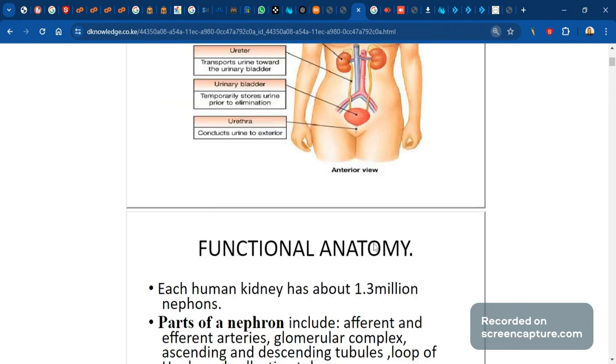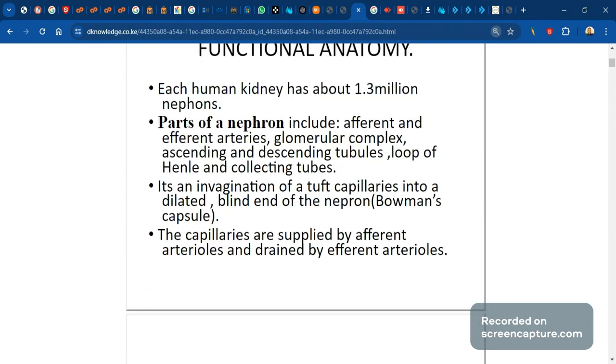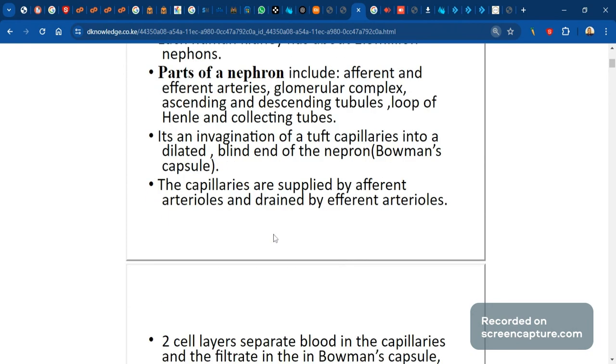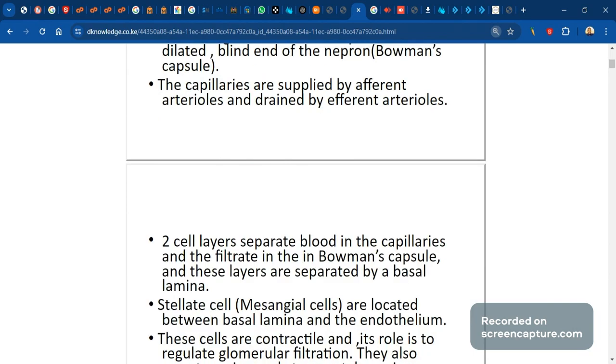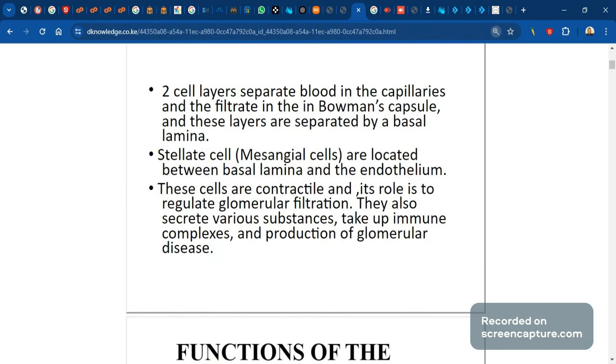So the entire statement is the same as what this is saying here. The capillaries are supplied by afferent arterioles and drain to the efferent arterioles. And then you have two cell layers that separate blood in the capillaries and the filtrate in the Bowman's capsule. And these layers are separated by basal lamina.